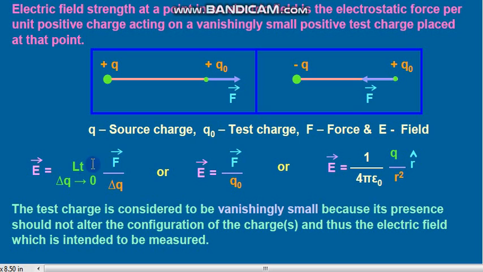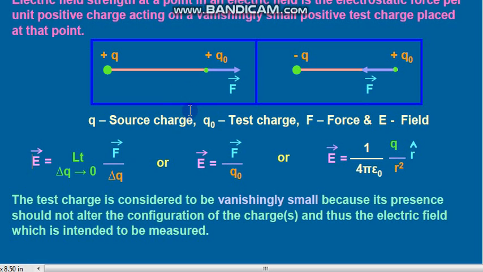So electric field is defined in terms of the force experienced by that particular charge, and we are going to define this electric field as the force acting per unit positive test charge. If you look into this particular equation, vector E is equal to the limit as delta Q tends to 0, F divided by Q0. So that is how you are going to have it.